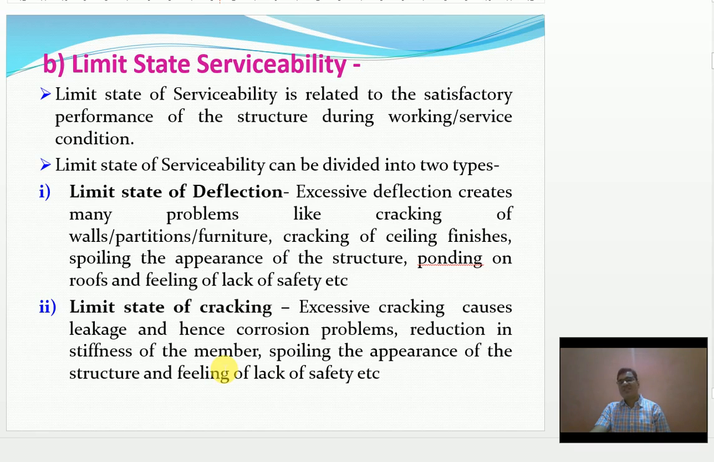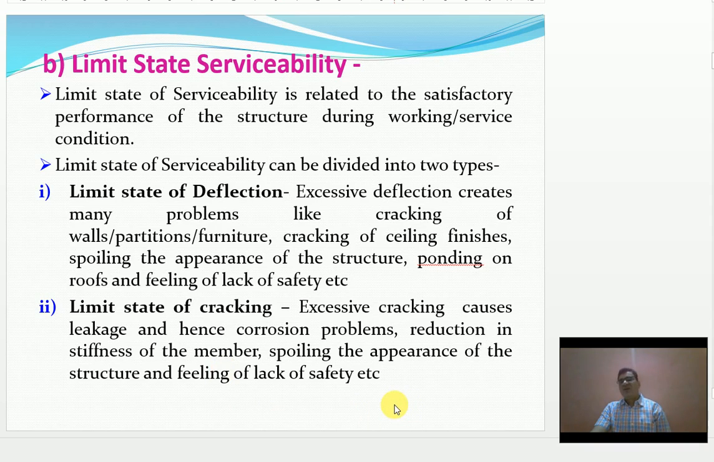Then second one is limit state of cracking. So there are also some problems associated with cracking. For example, leakage. If leakage is there, obviously the corrosion of the bars will take place. If corrosion takes place, then continuous longitudinal cracks will develop, and the structure will lose its strength. Also there is a reduction in the stiffness of the member because of cracks. It will also spoil the appearance of the structure, and again it gives the feeling of lack of safety. So these are the problems associated with cracking.